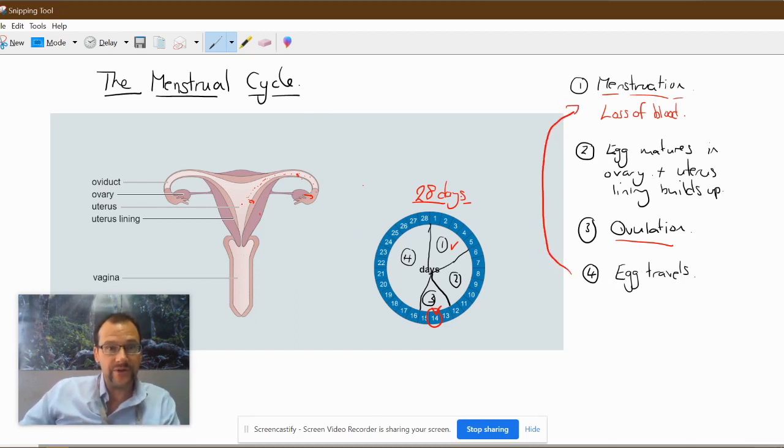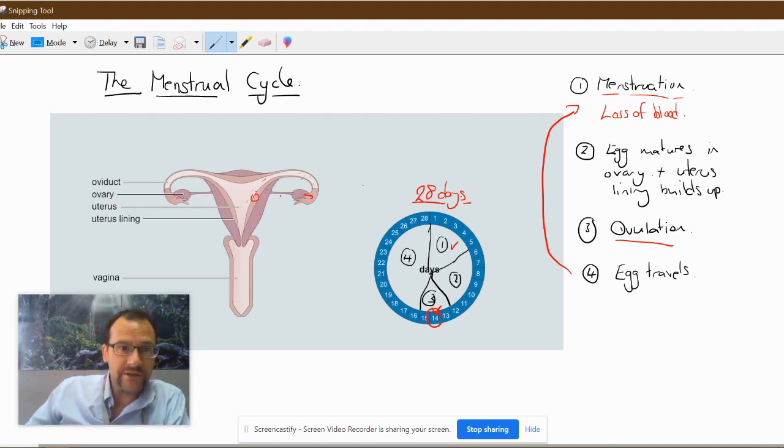So the lining of the uterus breaks down if there's no pregnancy, and blood is then lost through the vagina again. And we start the whole cycle again. Of course, if there is a pregnancy, fertilization happens, implantation happens into the side of the uterus there. The placenta starts to grow. The fetus starts to grow. The amniotic sac develops.